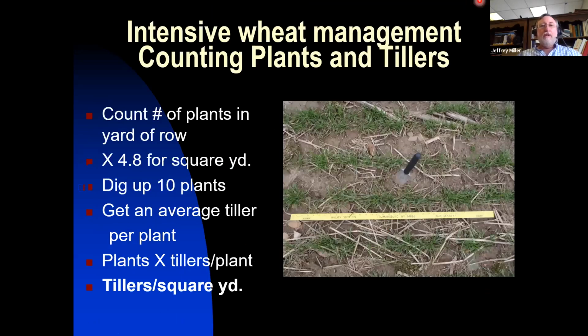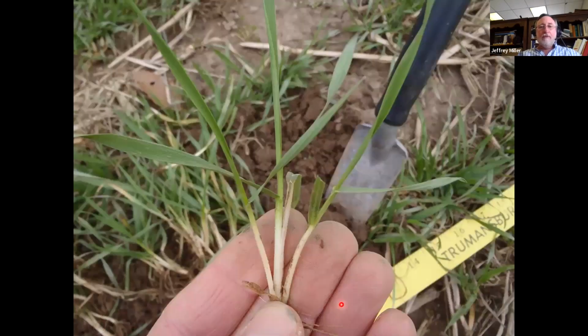So those people that are doing intensive wheat management are out in their fields at green up, and they're counting plants and tillers. They'll take a yardstick out to the fields, count the actual number of plants per yard in several locations, dig out a minimum of 10 plants, look at the number of tillers per plant, multiply the average number of plants and the average number of tillers, and then multiply that result by 4.8 to get the number of tillers per square yard. So that's what a tiller looks like dug out.